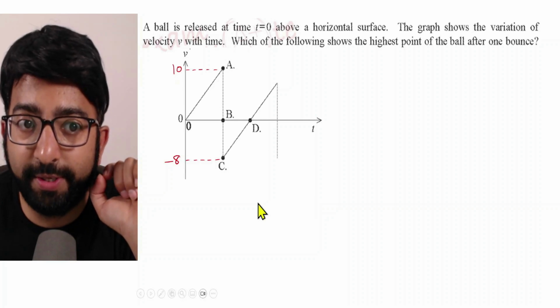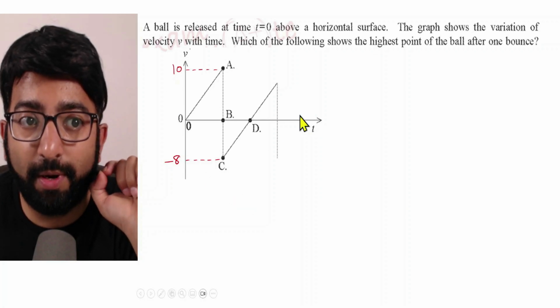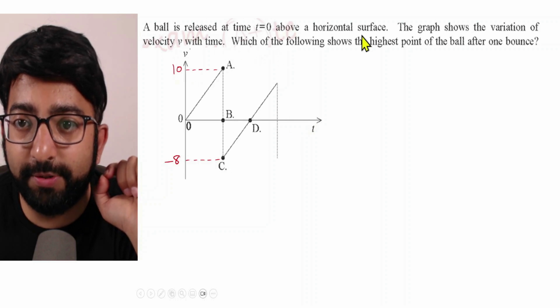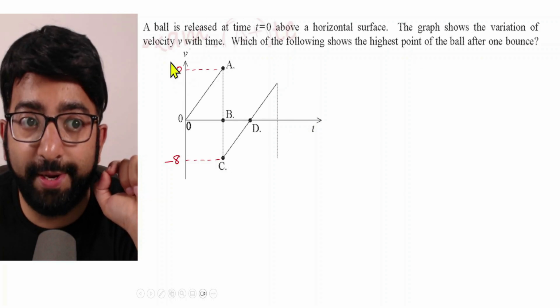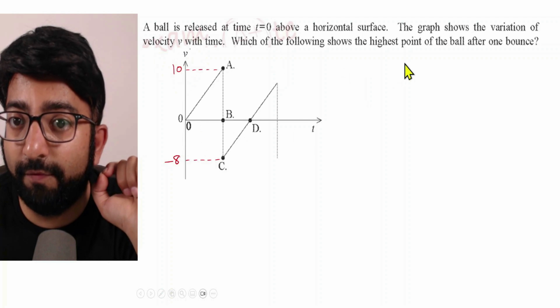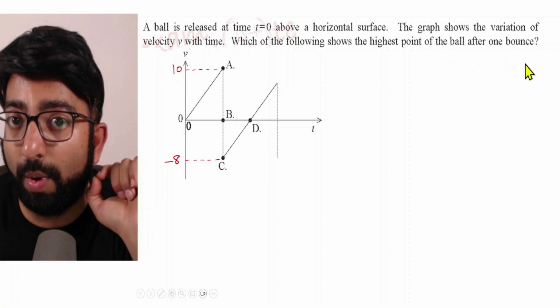This is a graph-based question. We have been given a velocity time graph. A ball is released at time t = 0. The graph shows the variation of velocity with time. We need to find the highest point of the ball after one bounce.